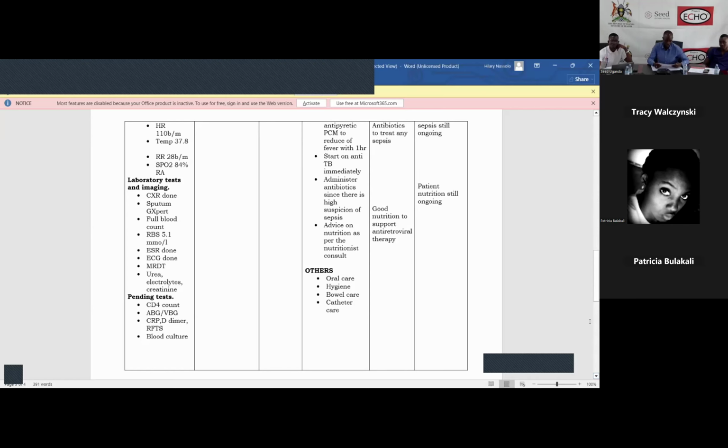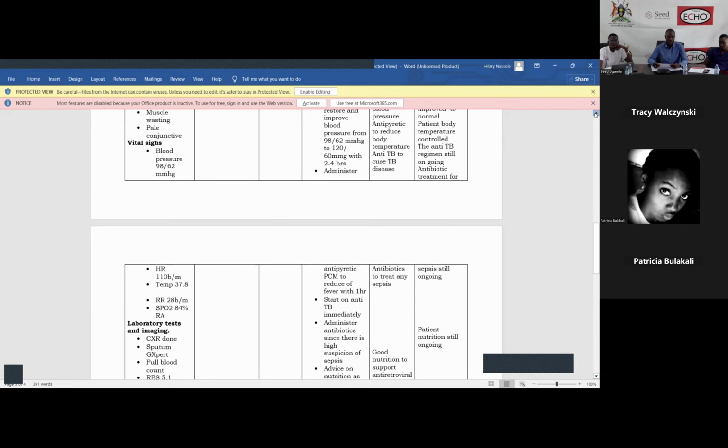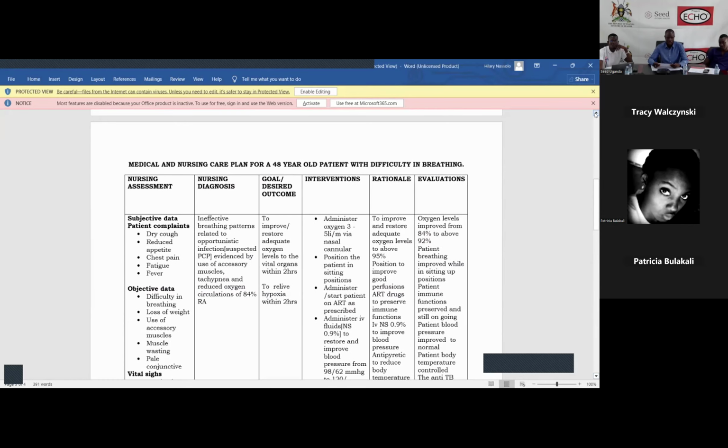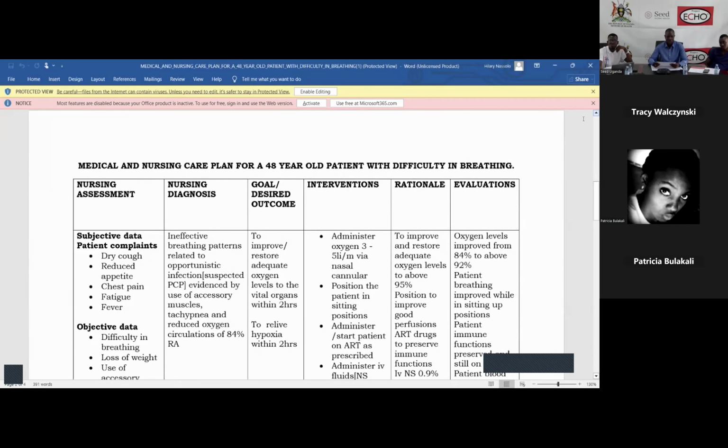I'll take you straight away to our nursing diagnosis. As per our patient, we can form as many nursing diagnoses as possible, but for now, our focus is difficulty in breathing. So I have one nursing diagnosis, and this is our nursing diagnosis: ineffective breathing pattern related to opportunistic infection, and here we're saying suspected PCP, which is evidenced by use of accessory muscles. We saw tachypnea, and then reduced oxygen saturation of 84% on room air.